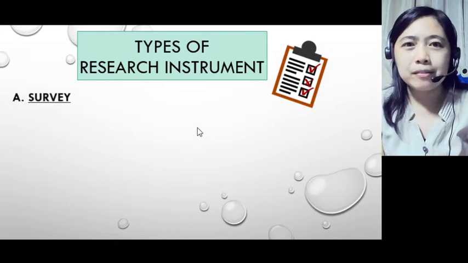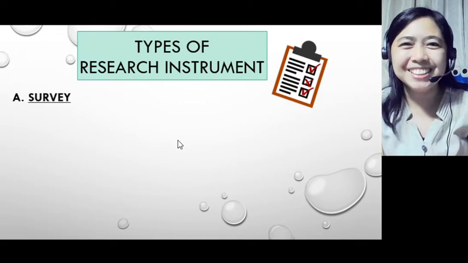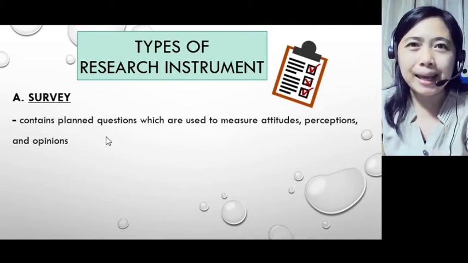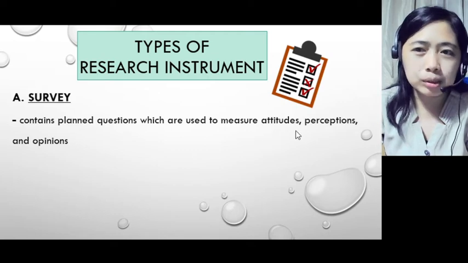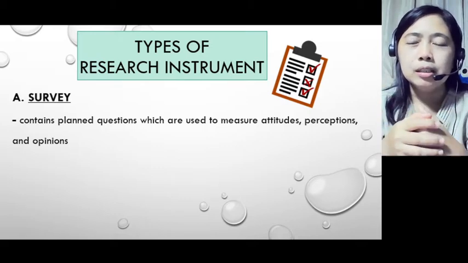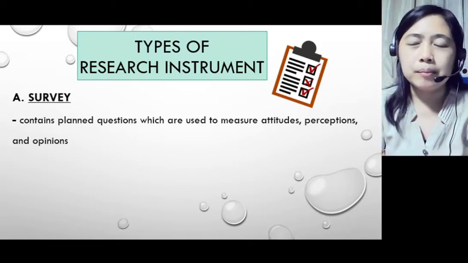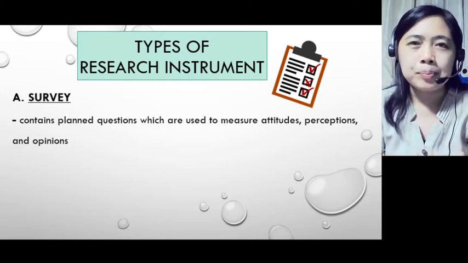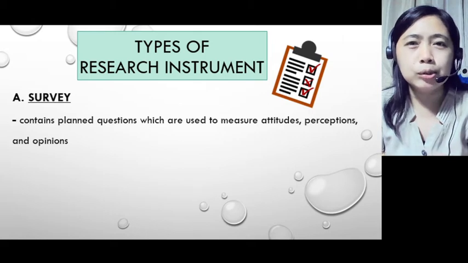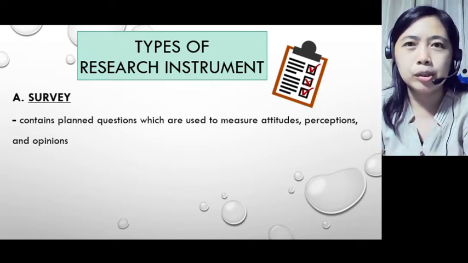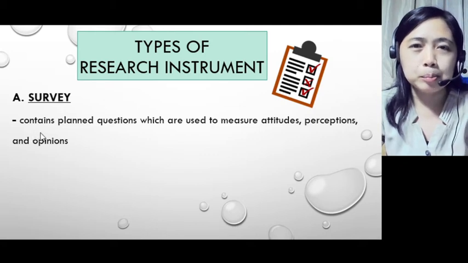The first type we have here is survey. We did the survey questionnaire last time. In a survey, it contains planned questions which are used to measure attitudes, perceptions, and opinions. If you can still remember from the previous discussion about the guidelines in conducting your survey questionnaire, you ask your respondents, for example, about customer satisfaction regarding a restaurant. How many times did they go, who accompanied them, was their service good, strongly agree or strongly disagree. So you're also asking their opinions on that matter.